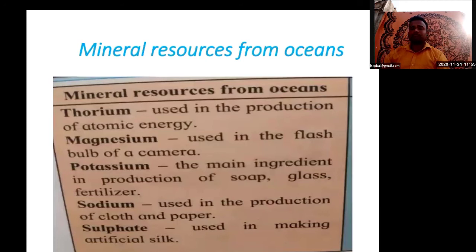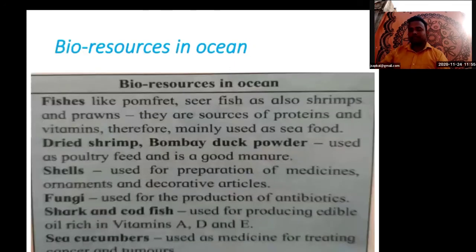But now there are also bioresources in the ocean. So which are they? Next slide, sir. There is fish. There is pomfret, spearfish. Then shells, fungi, sharks, and codfish, as well as sea cucumbers. So these are the bioresources in the ocean.